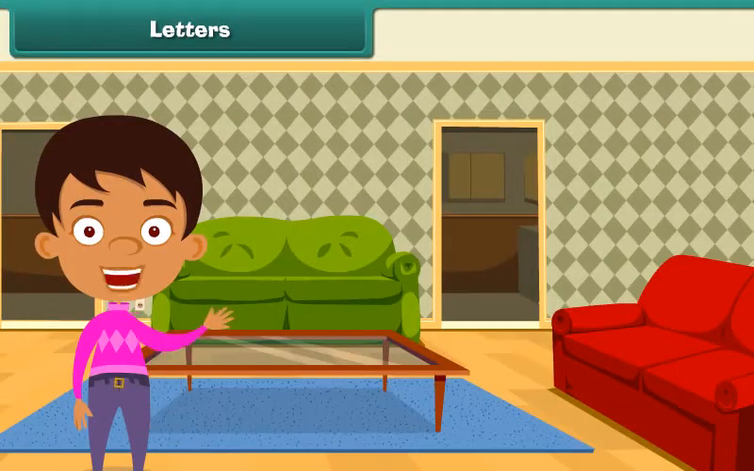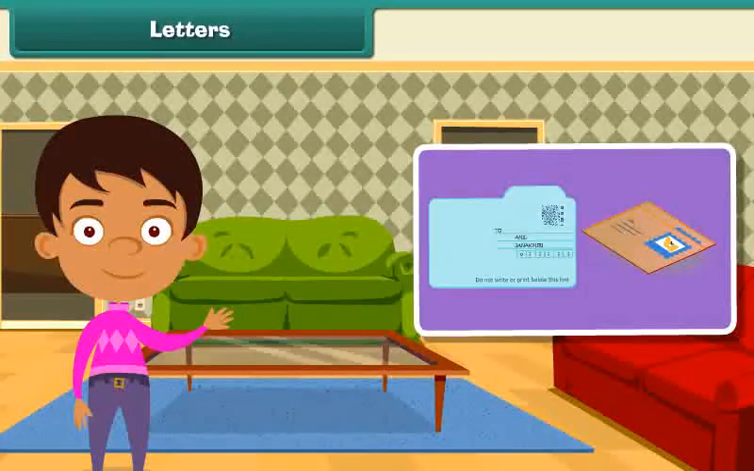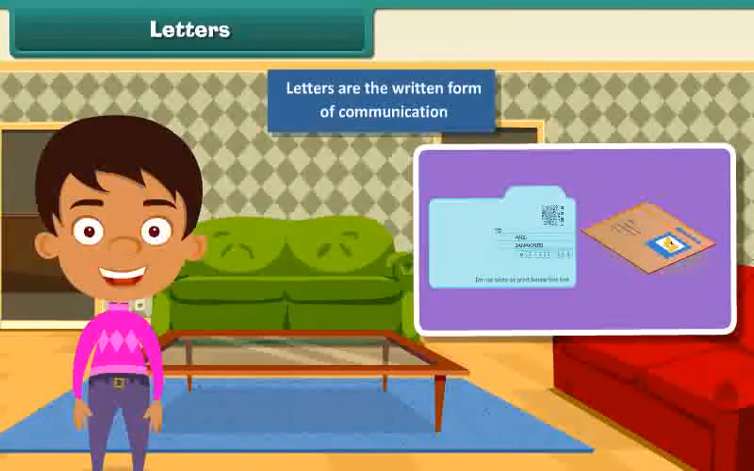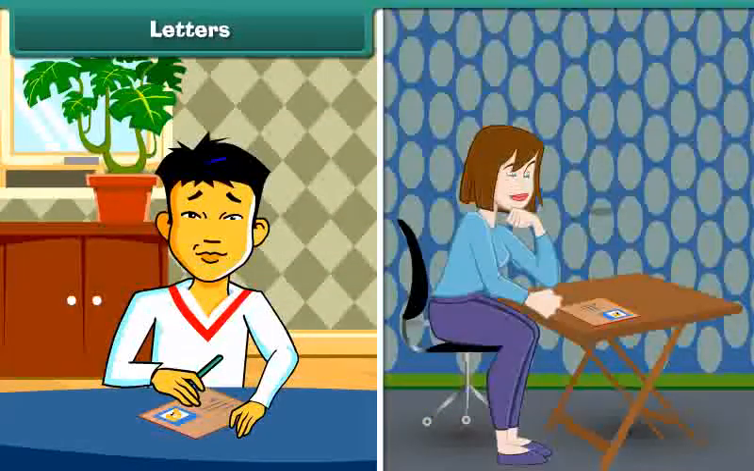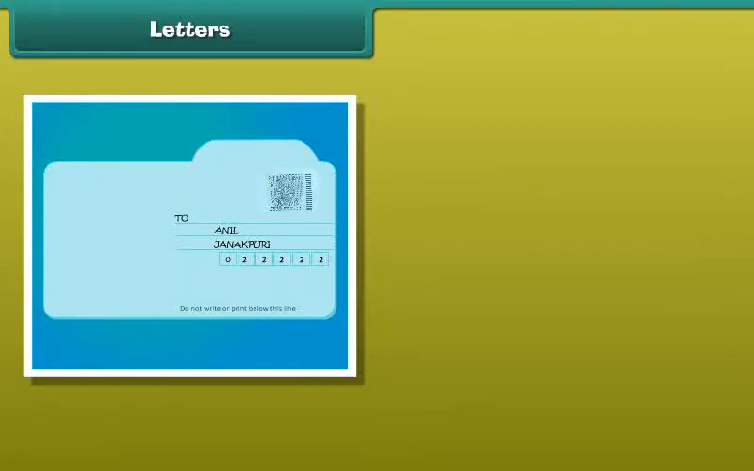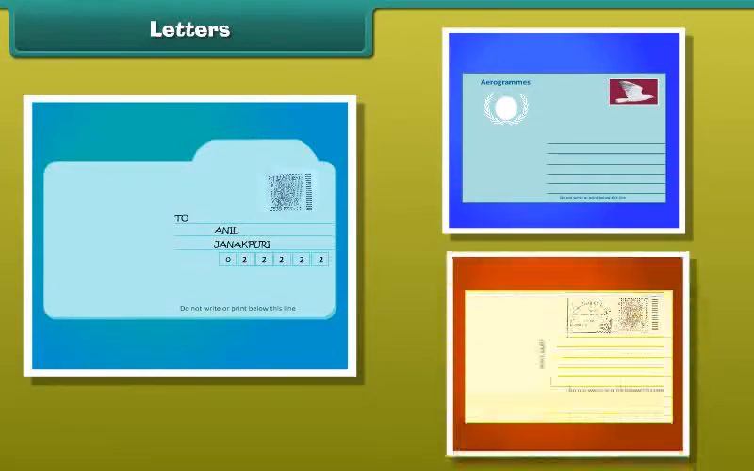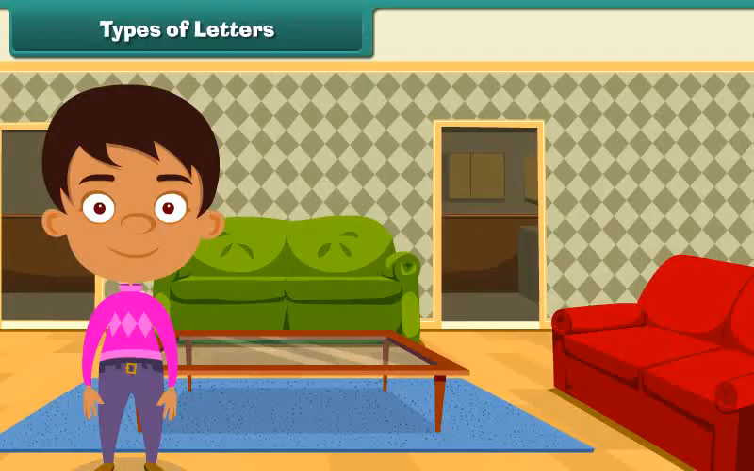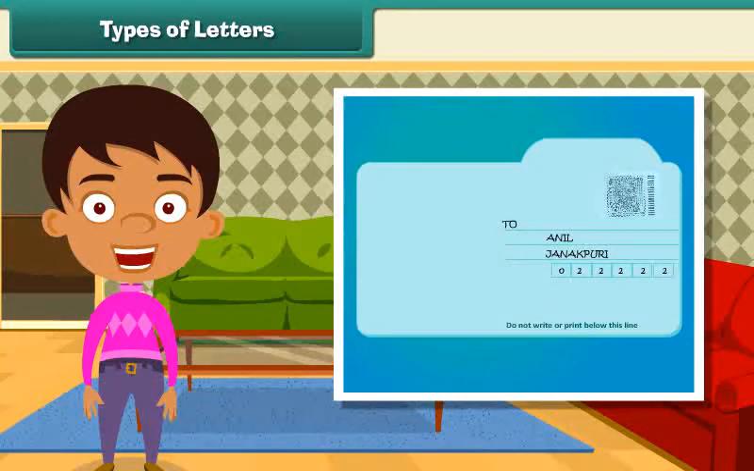Now let's know more about another means of communication, that is, letters. Do you know the fact that letters are the written form of communication? It is generally used to exchange information with people present anywhere in the world. Inland letters, aerogram and postcards are different types of letters. Let's know about them in detail. Let's start with inland letter.